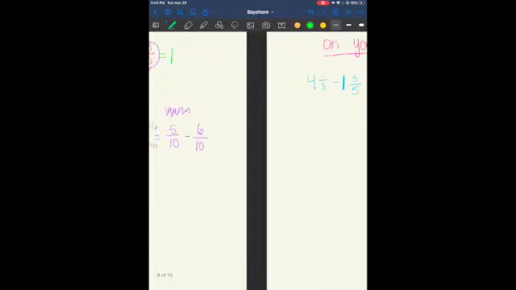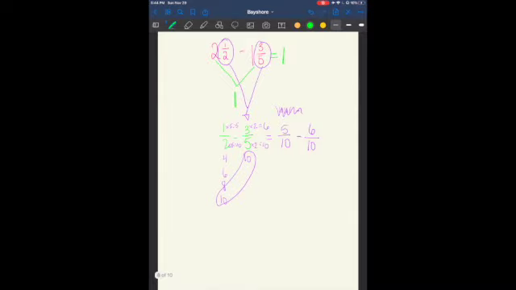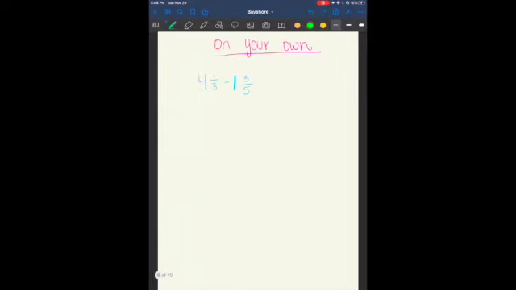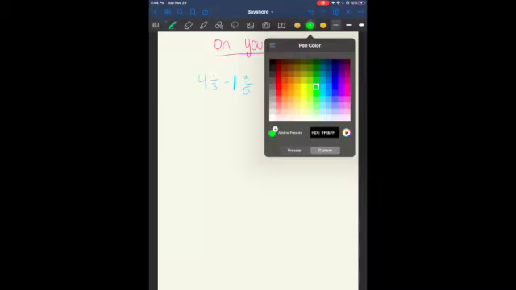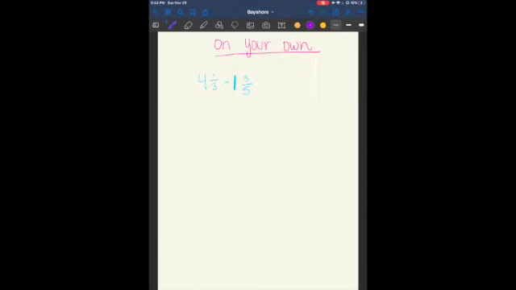Oops, I wrote on this earlier. We'll do this one together, and then I'll give you a different one later. So we have 4 1/3 minus 1 3/5. So go ahead and write that down.